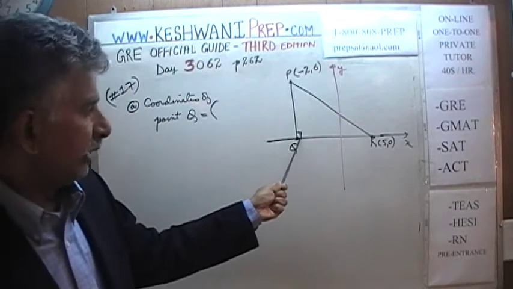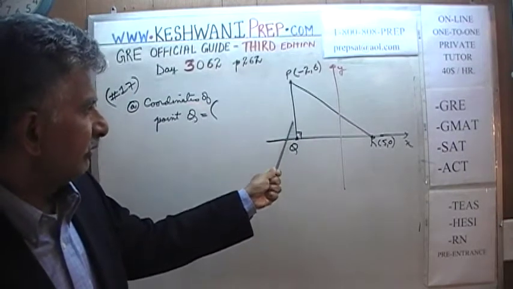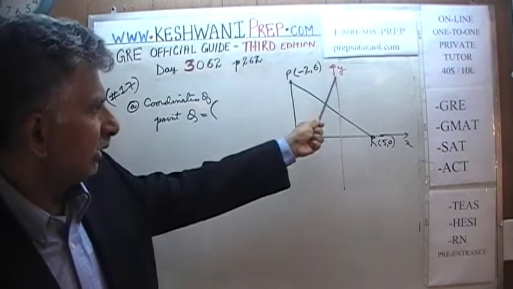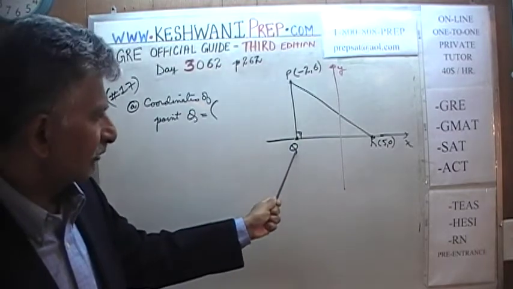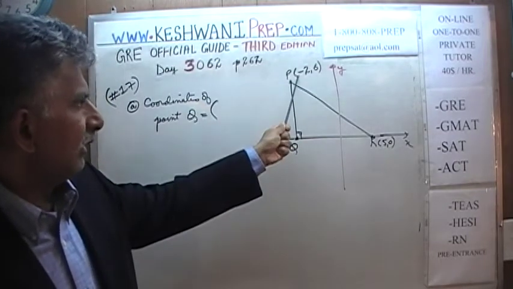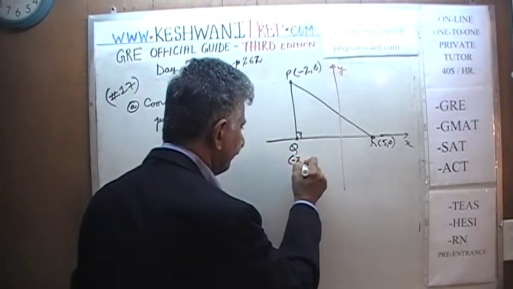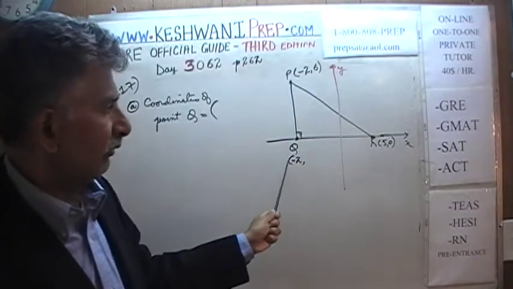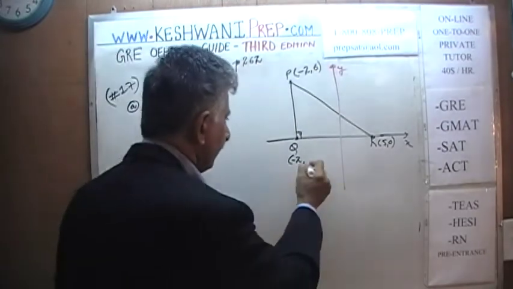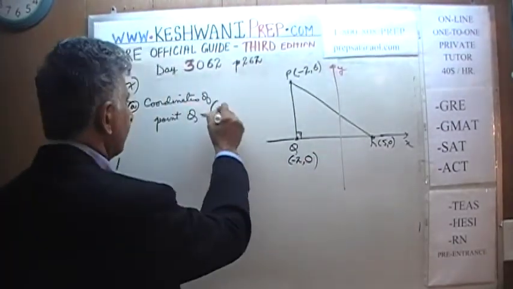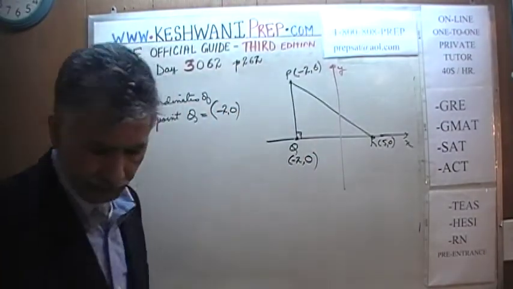This is a right angle triangle, which means this line PQ is parallel to the y-axis, which means the x-coordinate of point Q has got to be the same as the x-coordinate of point P, which is negative 2. And the y-coordinate is very straightforward because it's sitting right on the x-axis. If it's sitting right on the x-axis, it's just negative 2 and 0.